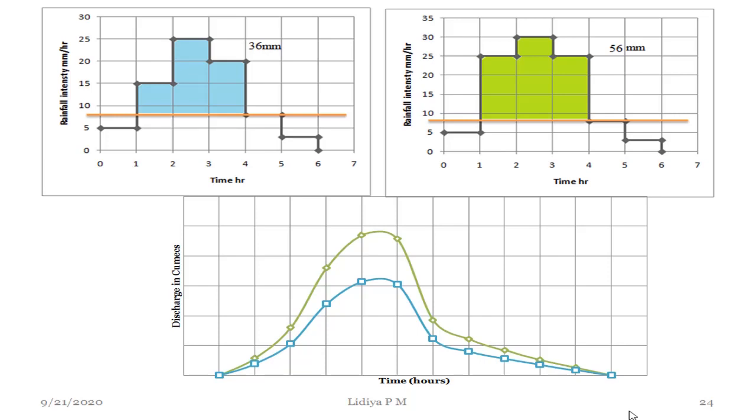So here, the duration of excess rainfall is the same for both rainfalls, but the intensities are different. Even though the intensities are different, the base period of the hydrograph remains constant because it has the same duration of excess rainfall. This is the third assumption.